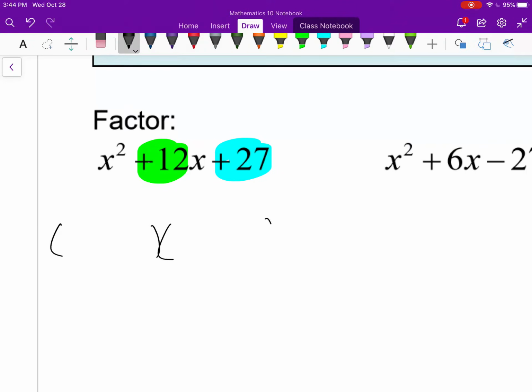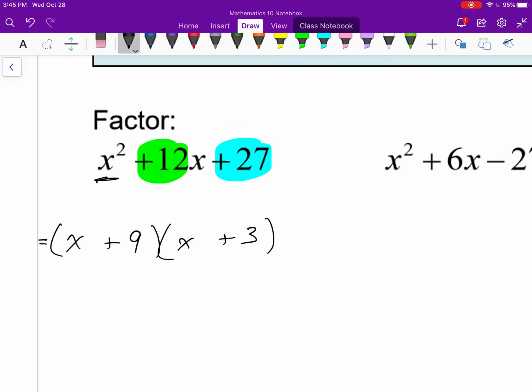So there's a fair amount of choices. But one thing that jumps in my head when I think of 27 is 9 times 3. And notice 9 and 3 multiply to 27. 9 plus 3 also adds to 12. So I know my factors are going to have a plus 9 and a plus 3 here. And so since my variable here is x, I know my 2 factors must be x plus 9 and x plus 3. And I factored it.